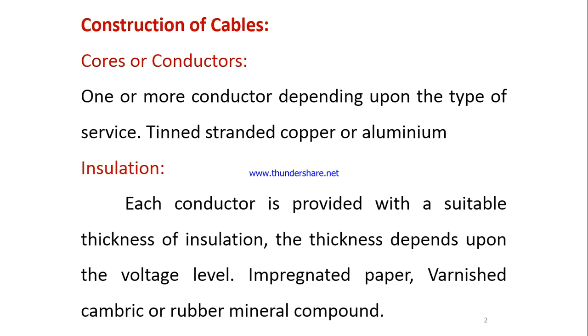Regarding the construction of cables, the parts are the core or conductor, through which the current is transmitted, and above that an insulation is provided. Insulation covers the conductor completely so that the leakage of current to the ground can be avoided. Types of insulation are impregnated paper, varnished cambric, or rubber mineral compounds.